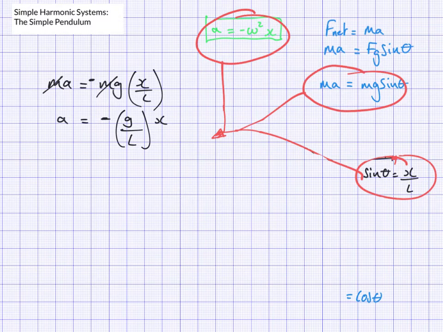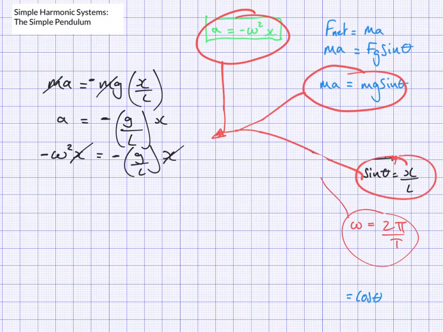So acceleration now is going to be equal to the negative, and again this negative came from that equal and opposite restoring force idea. Negative omega squared x is now equal to the negative g over L x. And so now you can see that this displacement piece is also cancelled out. That's kind of nice. At this point I have to add a fourth equation that we probably have already memorized. We know that omega is equal to 2 pi over T.